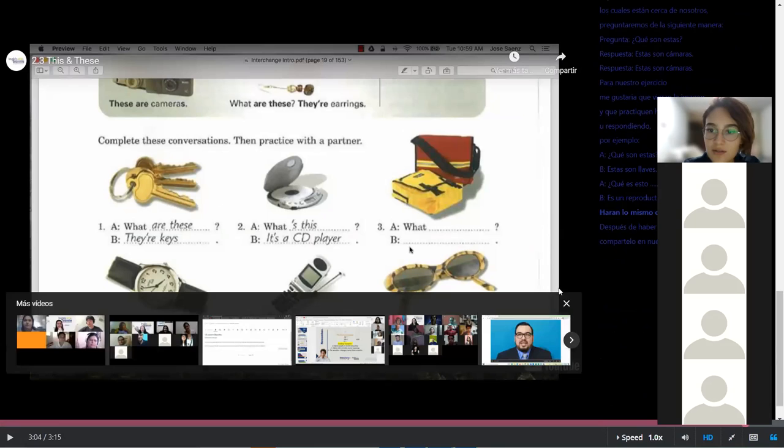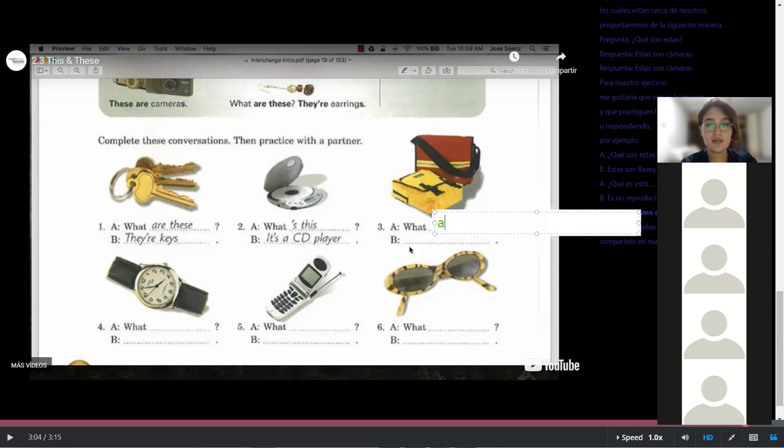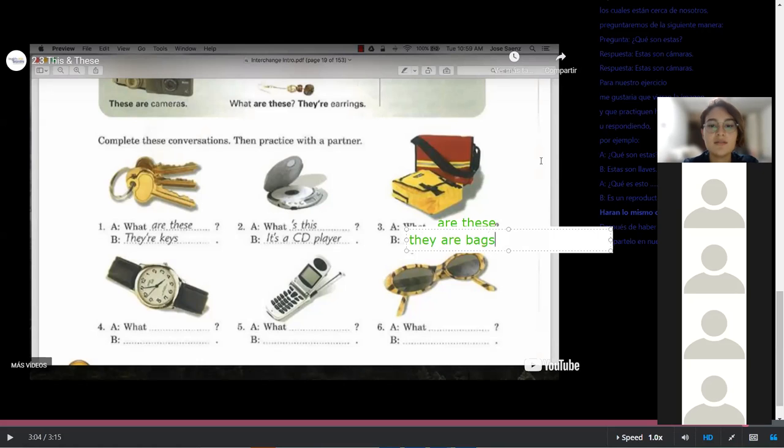All right. So let's do the exercise that we see here. For number three, you see one and two of them. How would you say it? What are these? What are they? It's a bag. They are bags. Yeah, they are bags. Right. Excellent.